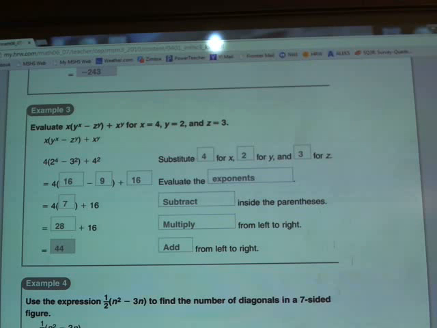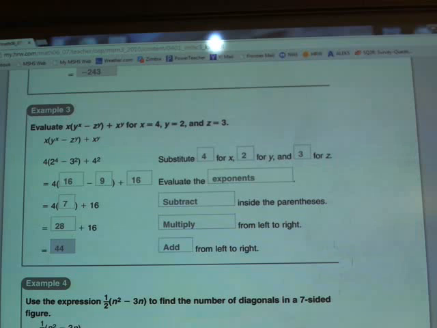They're asking us to evaluate x times, and times is shown in the form of parentheses, y to the x minus z to the y, close those parentheses, so ending the multiplication problem, plus x to the y. And they tell us that x is 4, y is 2, and z is 3. So remember, what that means is anywhere you see an x, you're going to change that into a 4. Anywhere you see a y, you're going to change that into a 2. And anywhere you see a z, you're going to change that into a 3. And those are the changes that they make there on that first line of work, where they're saying substitute 4 for x, 2 for y, and 3 for z.